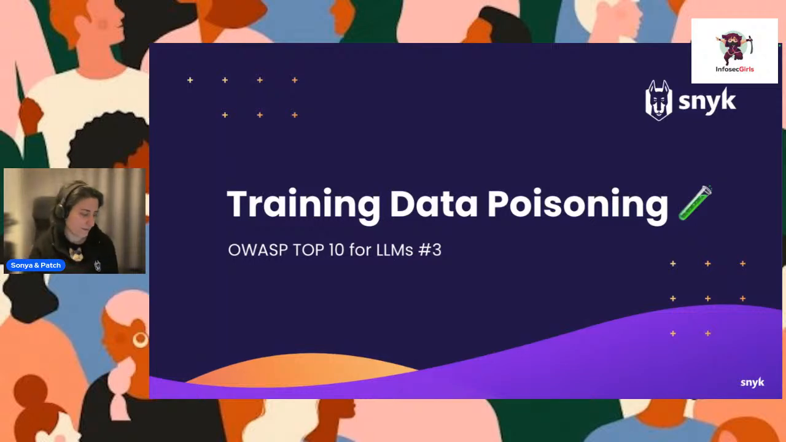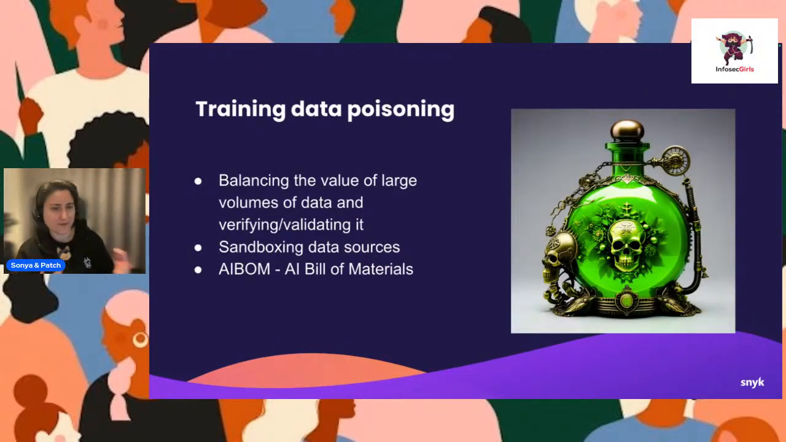Training data poisoning. So again, this one, the title gives it away. But this is when an attacker will manipulate the training data or fine-tuning process of an LLM to introduce vulnerabilities, biases, or backdoors that can be exploited at a later stage. So this form of cyber attack will involve inserting harmful, biased, and inappropriate content into the training processes of the LLM, which can then compromise the model's security, effectiveness, or even ethical behavior.